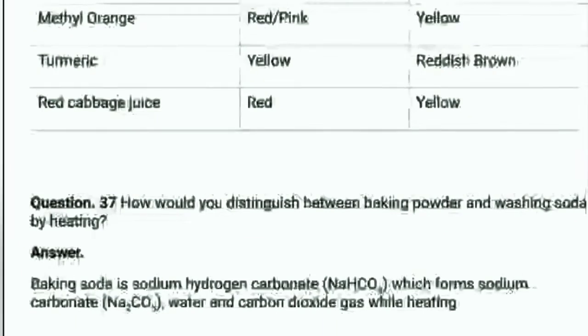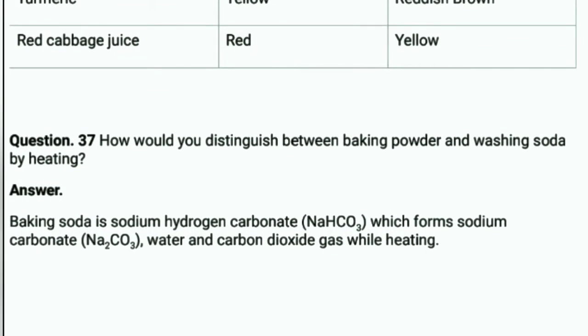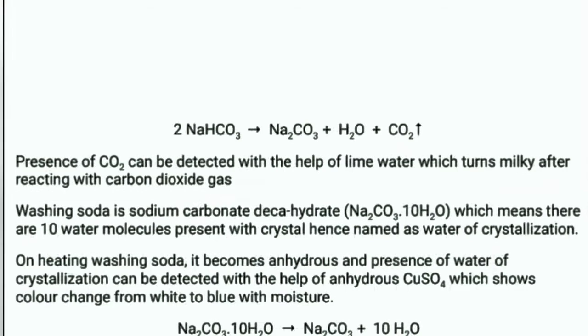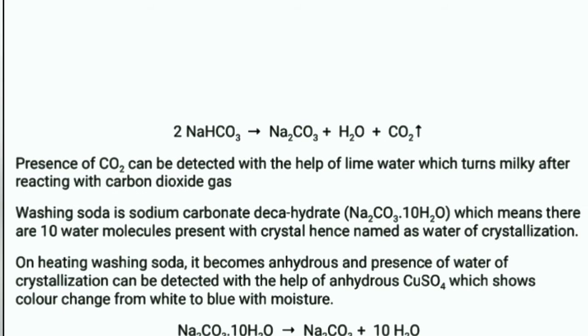How would you distinguish between baking soda and washing soda? By heating. Baking soda is sodium hydrogen carbonate, which forms sodium carbonate Na2CO3, water and carbon dioxide gas while heating. Presence of CO2 can be detected with the help of lime water, which turns milky after reacting with carbon dioxide.